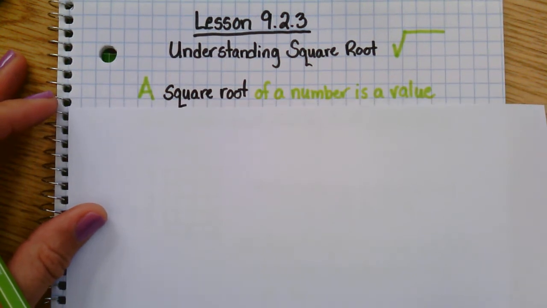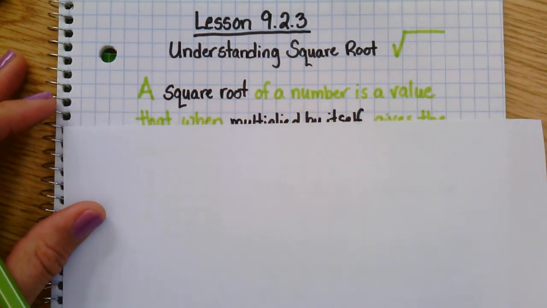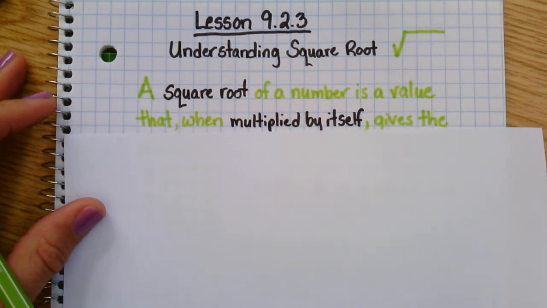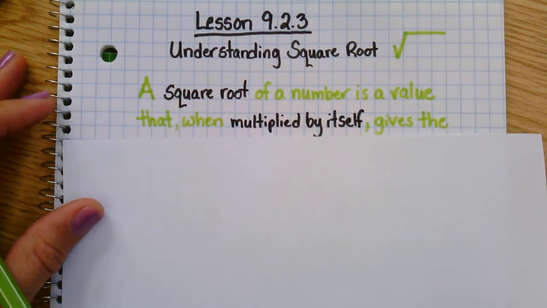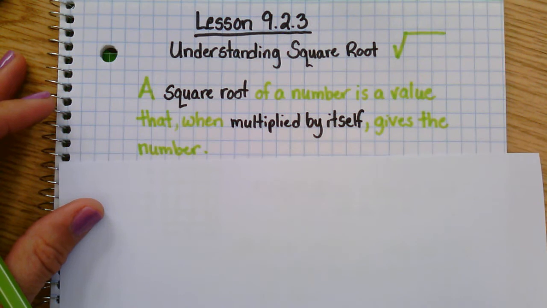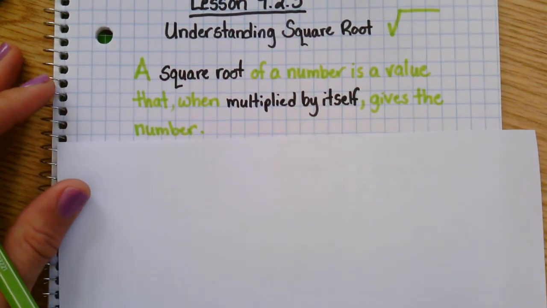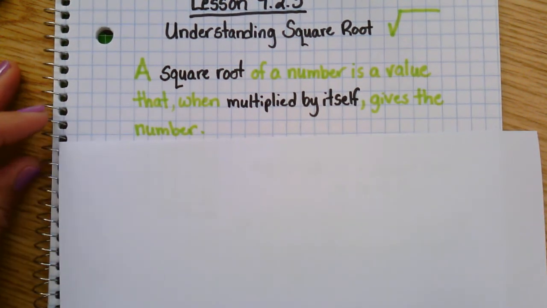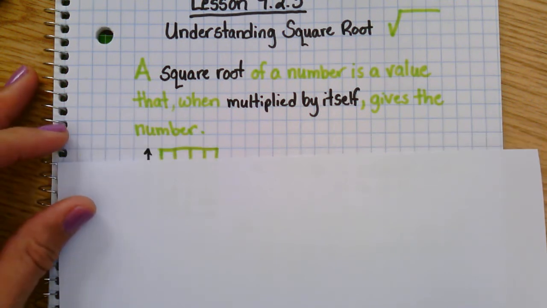A square root of a number is a value that when multiplied by itself gives the number. So let's put that into the context of a problem. I think it makes more sense to see it that way.